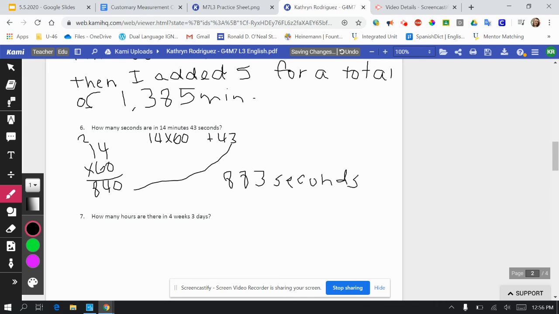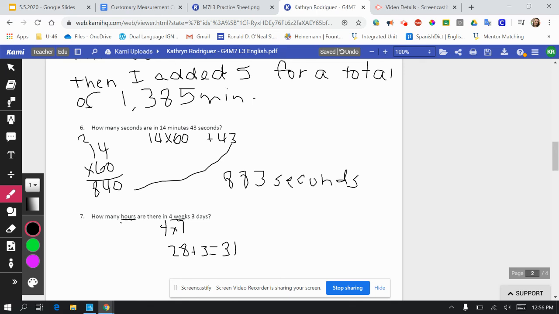Next one, how many hours are there in 4 weeks and 3 days? Ooh, they're getting tricky. First we have to change that into days. How many days are in a week? 7 days. Okay, so we're first taking 4 times 7, which is 28, plus 3 more days. So we're looking at 31 days. We're looking at a whole month.